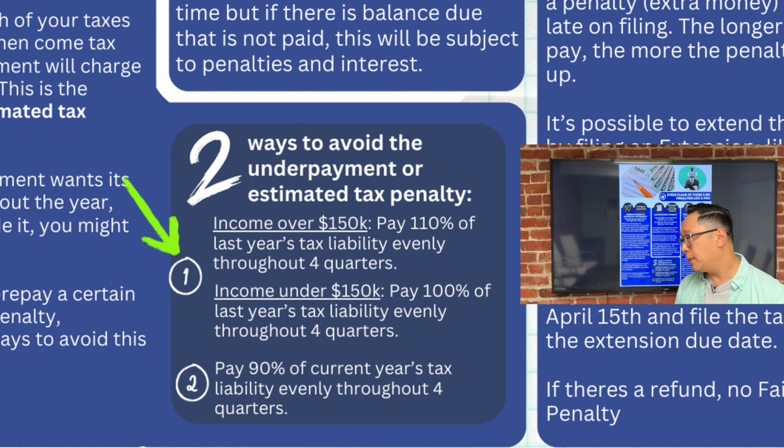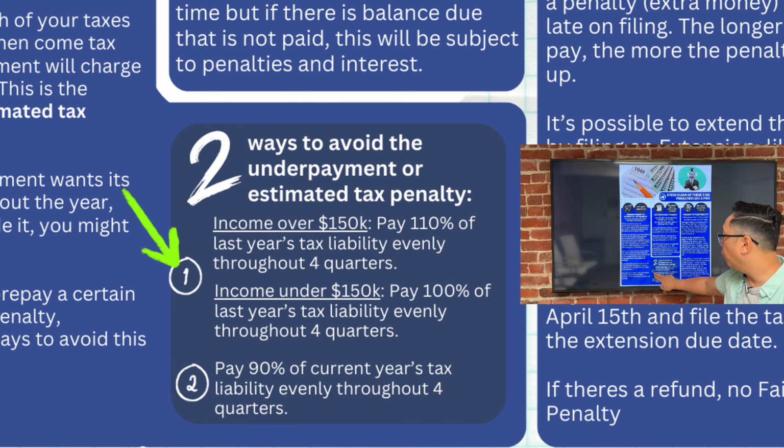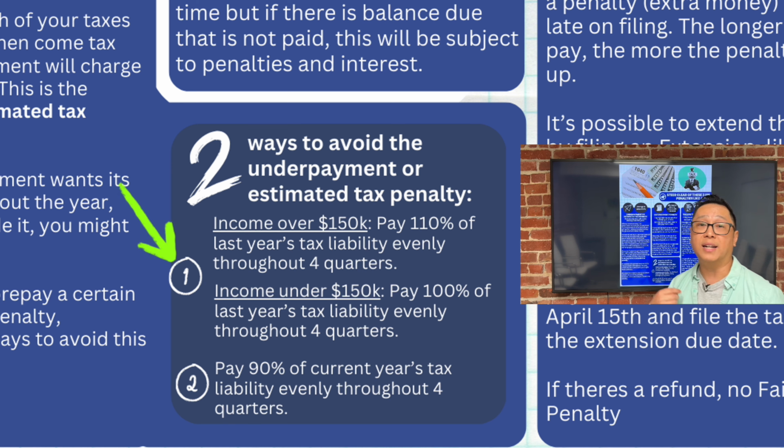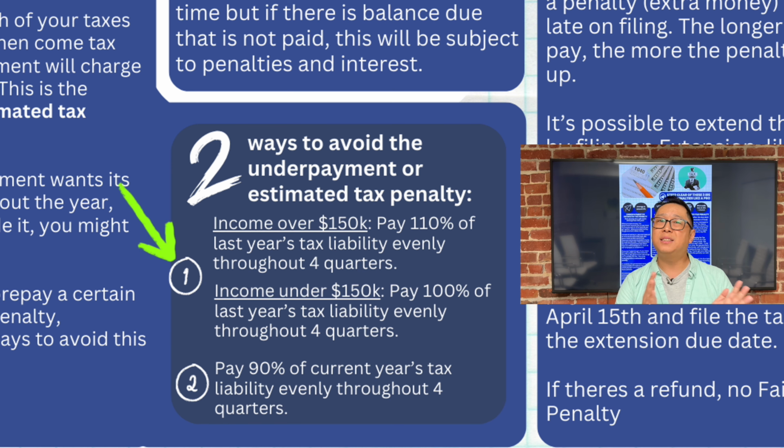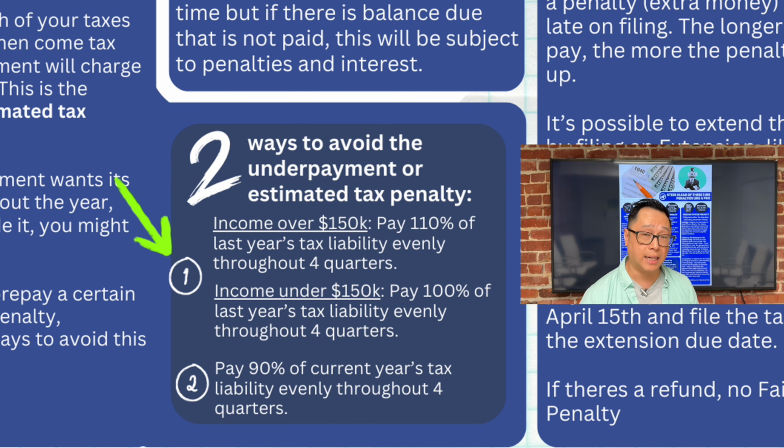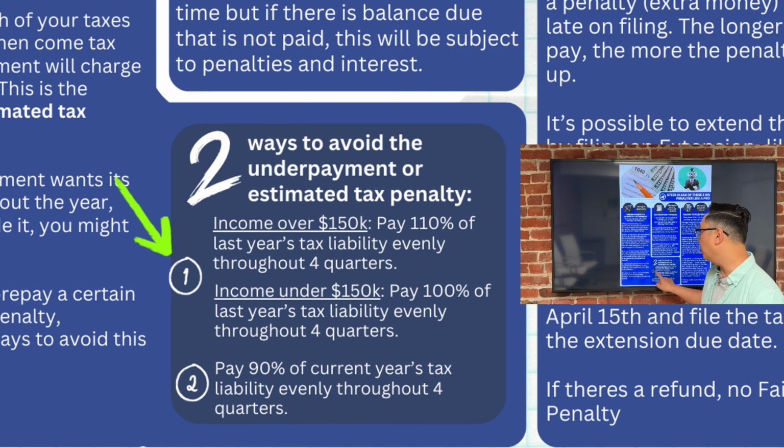Now, from my experience, I think it's easier to use number 1, trying to figure out either 100% or 110% of last year's liability, just because it's consistent. We know ahead of time what we need to do. So if the client doesn't do tax planning, they could just go through number 1 and figure out what last year's tax liability was, divide that by 4, and use that as a prepayment schedule.